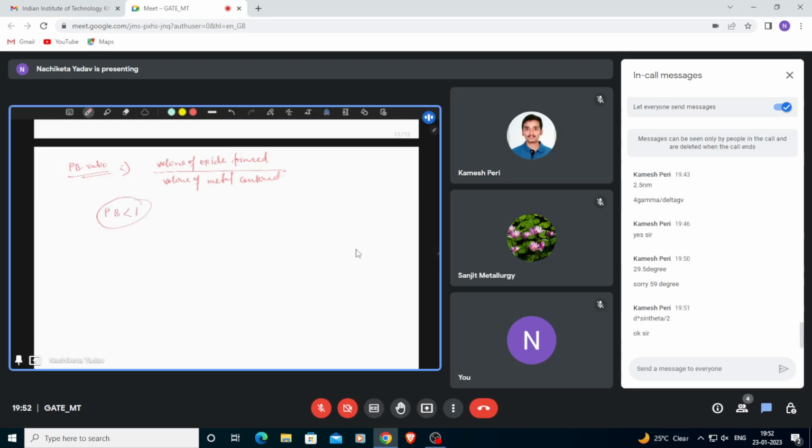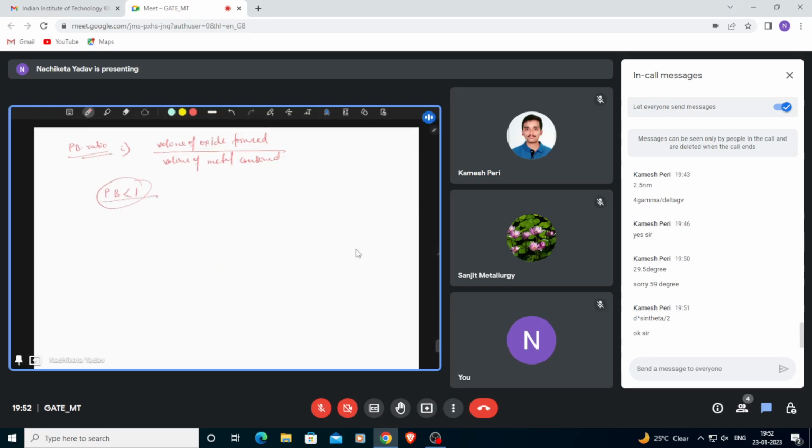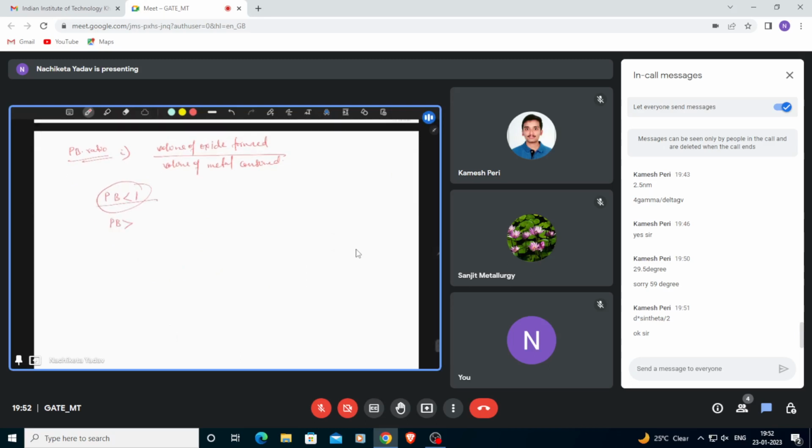I do not have any question right now. But can you tell what will be the condition when PV is less than 1? PV will be greater than 1, much more than 1.